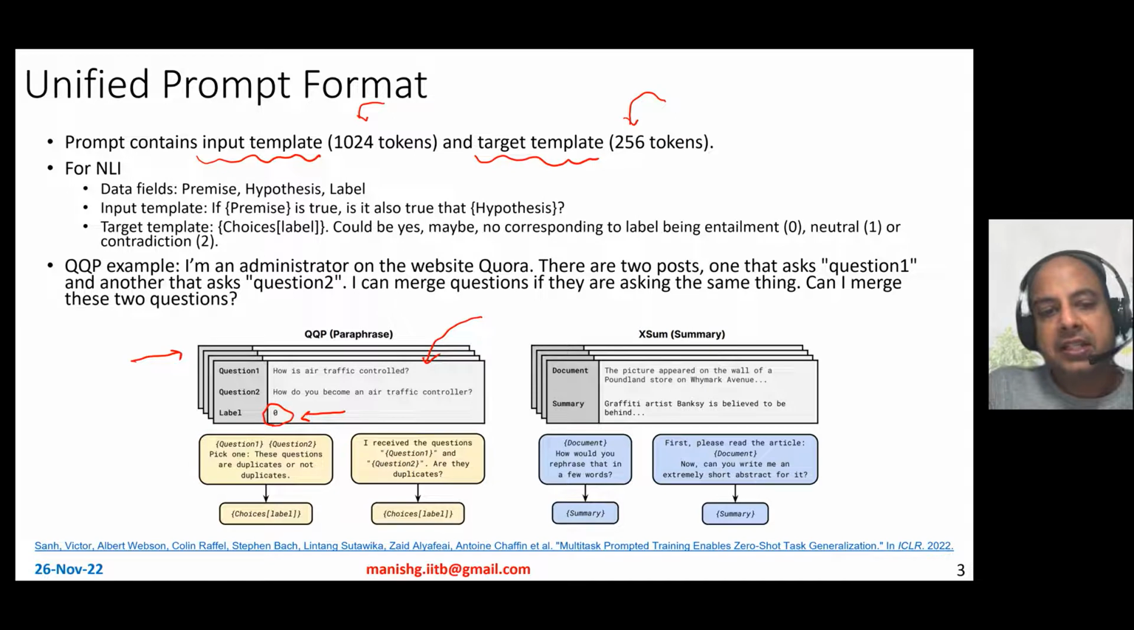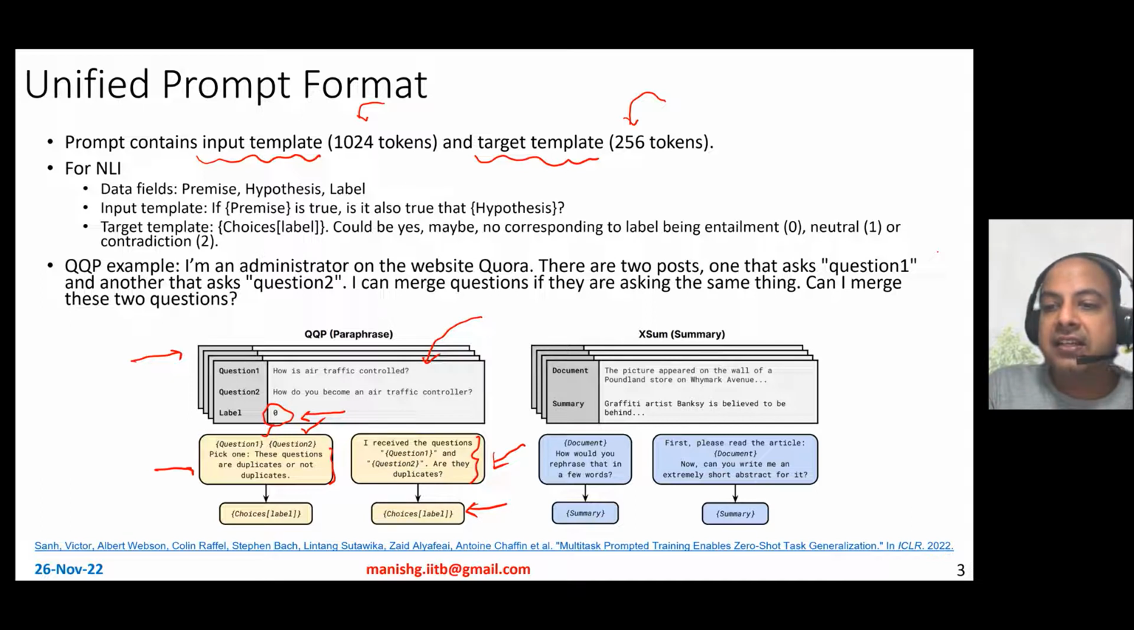Now, the idea is that the same task can be expressed in several prompt formats, not just one. These are two possible prompts. The first prompt basically just puts question one and question two together, and then asks to pick one: these questions are duplicates or not duplicates. Yet another way of formatting the prompt is the following input template: I received the questions, question one and question two. Are they duplicates? In both cases, the target is basically just a choice over possible labels, but the input prompt could be different.